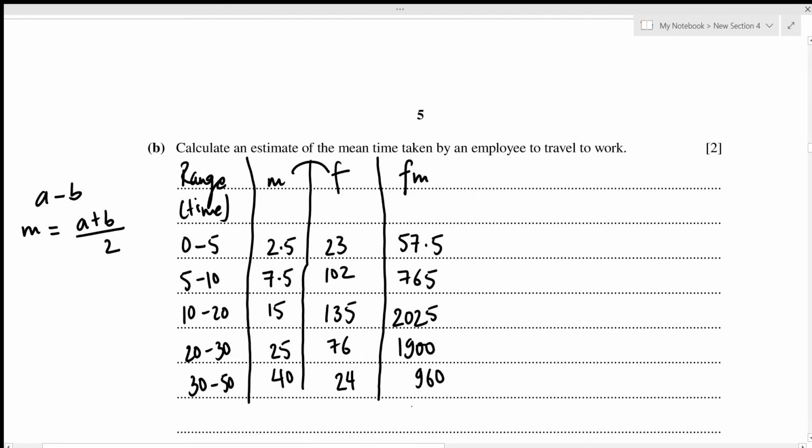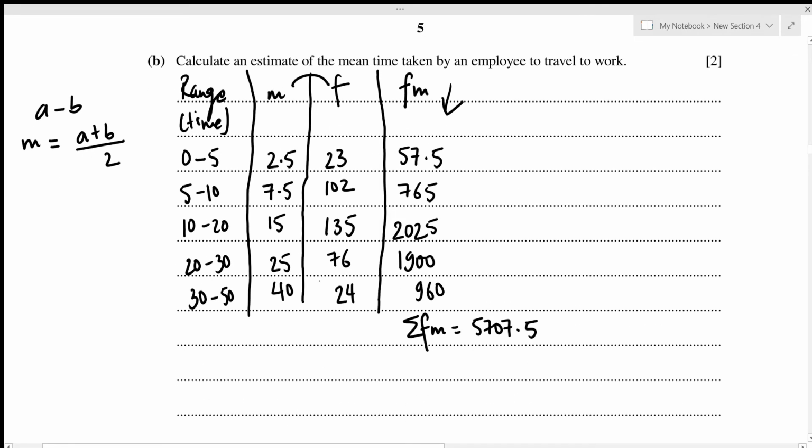Now we need to figure out the sum of this column. So that's going to be 57.5 plus 765 plus 2025 plus 1900 plus 960, which gives the total of 5707.5. All right, we can also just sum up the column for the frequencies, so we get summation F, although this is already given in the question as 360. Now we can easily figure out the mean value.